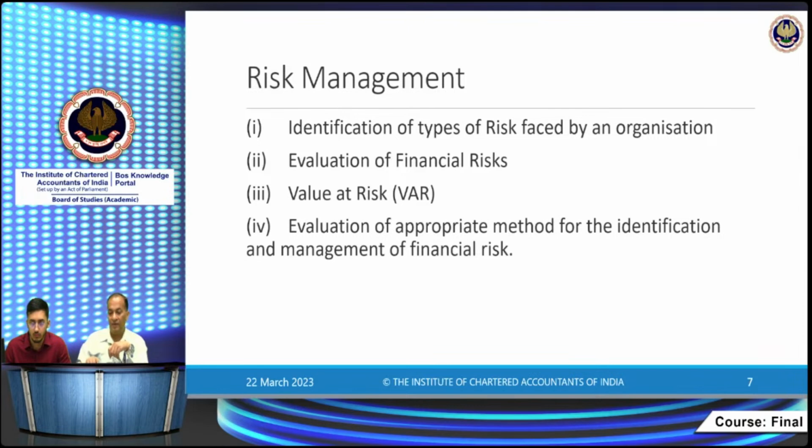Now this is the risk management topic. Chirag, just read out what are the main topics covered here. Yes, sir. The first topic is identification of types of risk faced by an organization. The second topic is evaluation of financial risks. The third topic is value at risk. And the fourth one is evaluation of appropriate methods for the identification and management of financial risk. Yes, thank you, Chirag. Now, students, this topic starts with the types of risks.